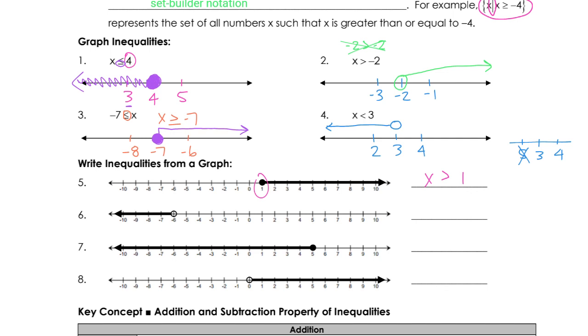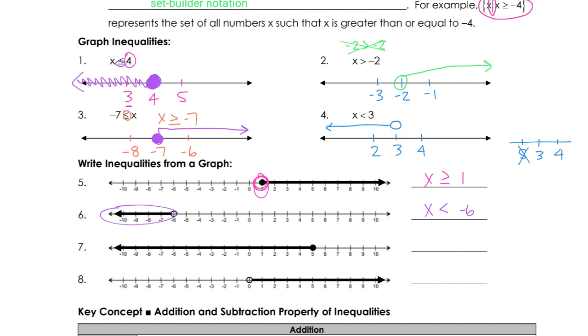The last thing to pay attention to is the fact that that's a closed circle. So then this is actually X is greater than or equal to 1. So then looking at number 6, again, starting with X and the number that the dot is at, which would be -6. Your shaded area goes to the left of -6 or shades all of the numbers smaller than -6. So then this would be less than. It is an open circle, so it would just be less than.